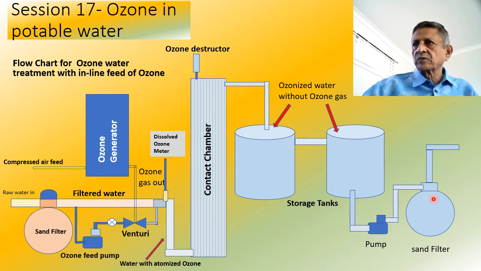It goes back through another filter to remove any particulates and so on that have gathered here because of the ozone treatment, and after it passes through the sand filter, it goes straight to the processing plant. So if you notice, the raw water comes in, continuous movement, goes right up, back here, and goes straight out and back there through the pump. So it is a continuous flow.